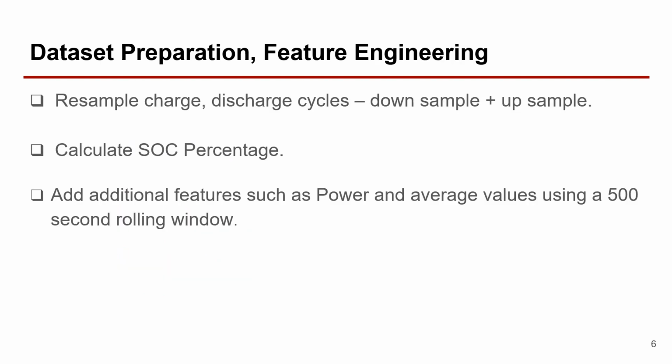Data preparation and feature engineering is an important part of machine learning. To serve the data processing requirements of different models, we created a routine that could accept different processing arguments. So this included resampling the charge and discharge cycles to 1 Hertz, calculating the SOC percentage, and also calculating other additional features such as power and the average values of voltage, of current, and of power using a 500-second rolling window.